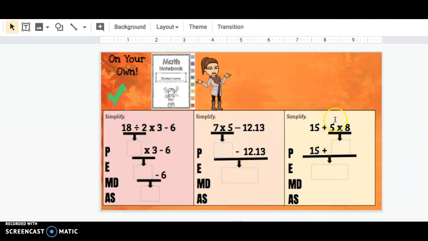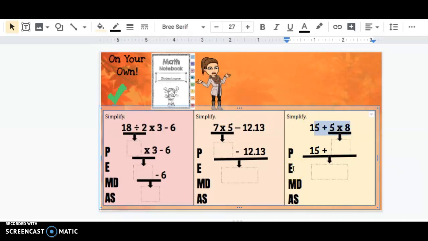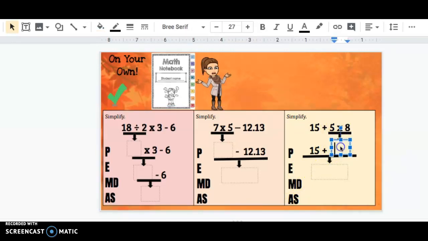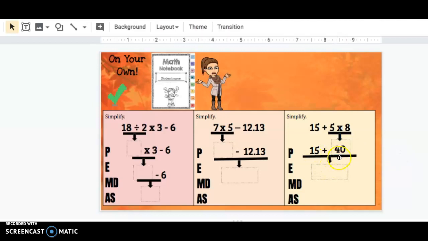Okay, let's actually do the last one together so we can feel an understanding of what we need to do. Okay, so we have 15 plus 5 times 8. So we don't have any parentheses, looking at our original problem up here. We don't have any exponents. We have multiplication. Do we have division? No, we only have addition and multiplication. So we're going to do our multiplication first. So 5 times 8, 5, 10, 15, 20, 25, 30, 35, 40. So we get 40. And then we have 15 plus 40.